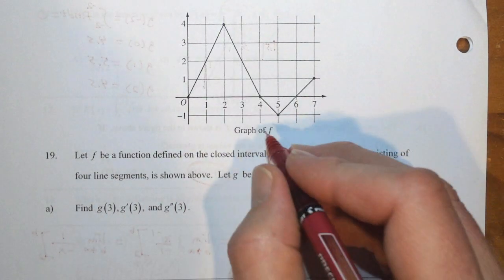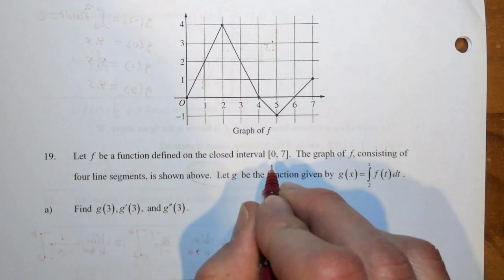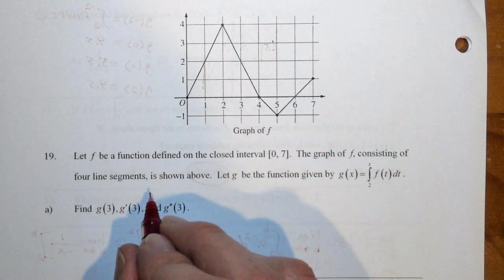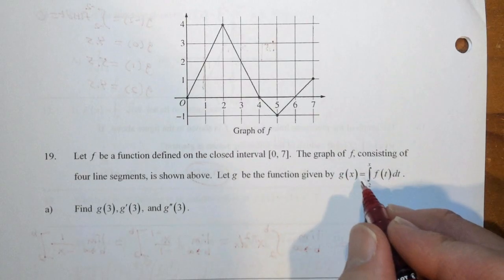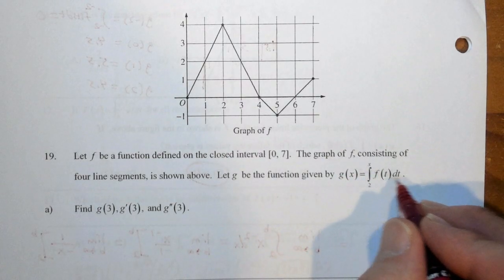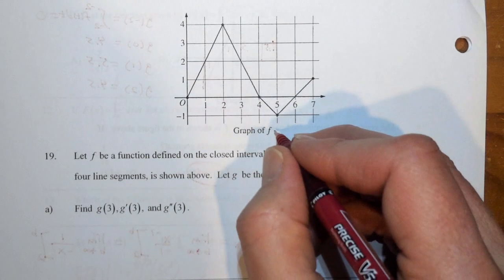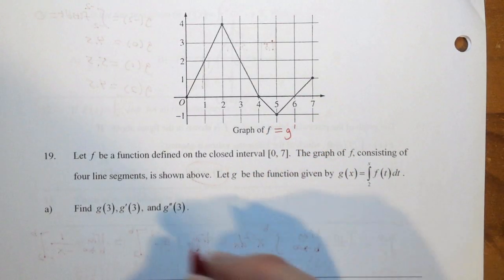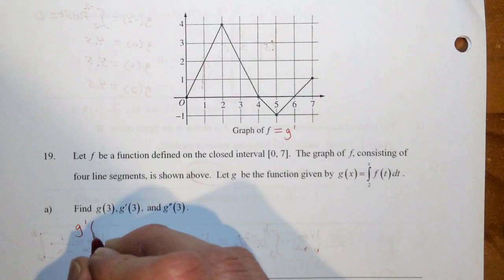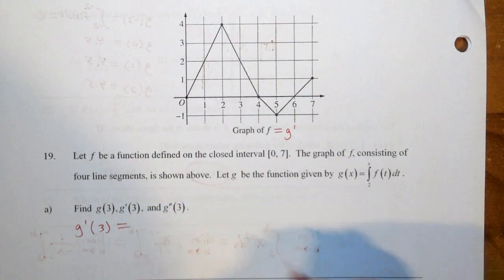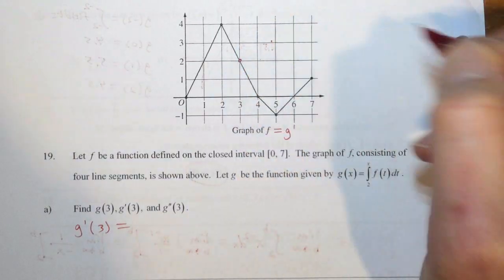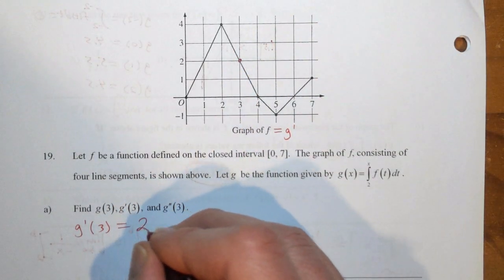All right. What are we given? We're given the graph of F on the domain 0 to 7, consisting of 4 line segments, and G is equal to the integral from 2 to x of f of t dt. Right away, we make this the graph of G prime, which means it's real quick to get G prime of 3. Since this is the graph, we can see we want that point right there. G prime of 3 is 2.